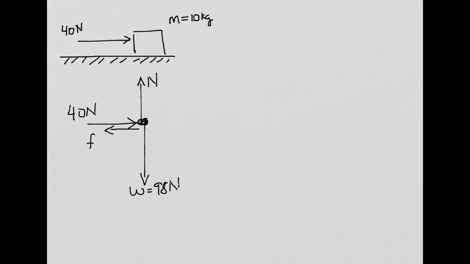In previous problems, in this situation where there's only N and W, we know that N equals W, so the normal force also is 98 newtons. Friction is proportional to the normal force. So there are two types of friction we're going to look at: static friction, and we can calculate the maximum available static friction in any situation. It's equal to a coefficient of static friction times the normal force.